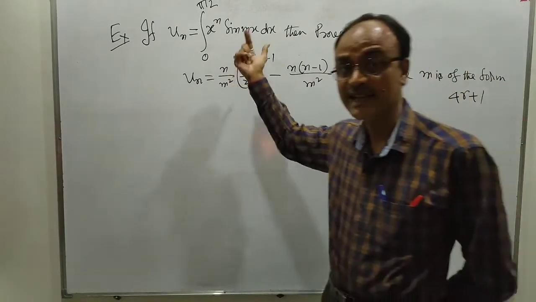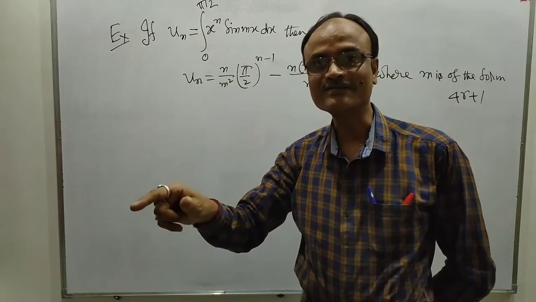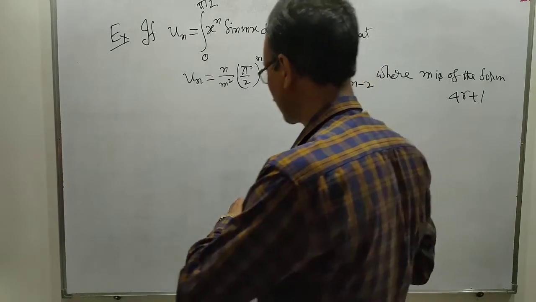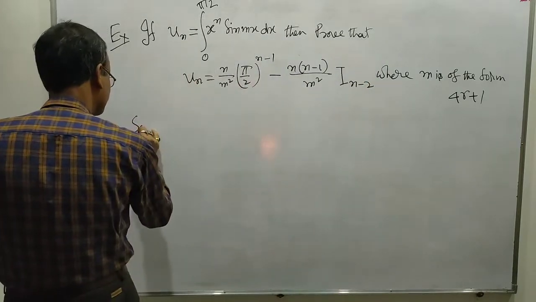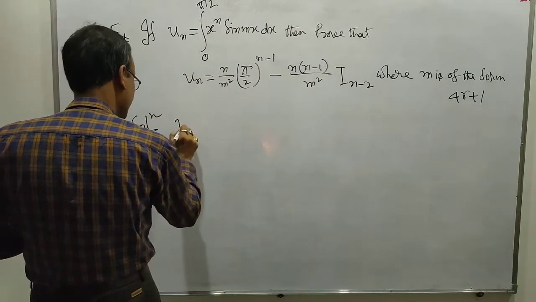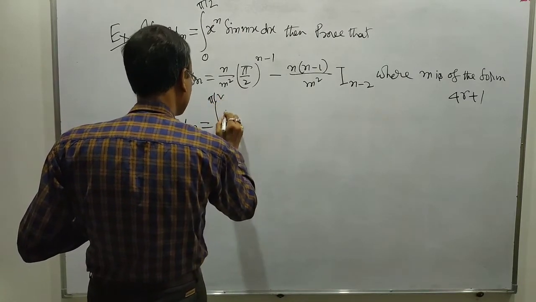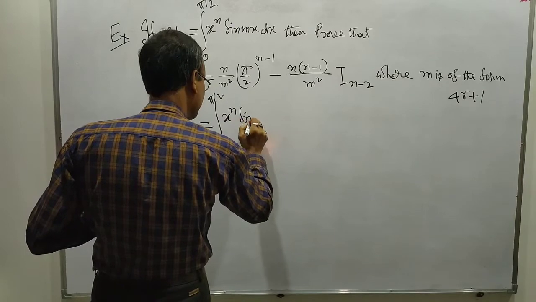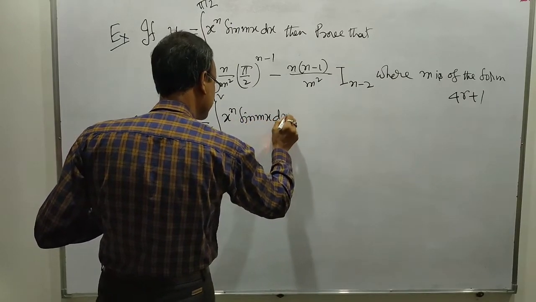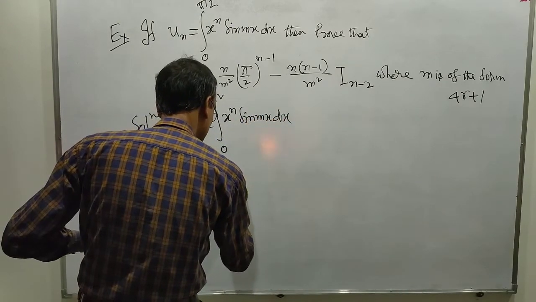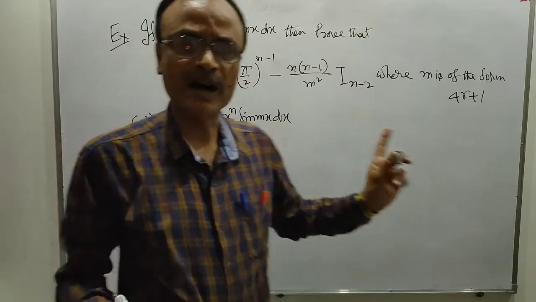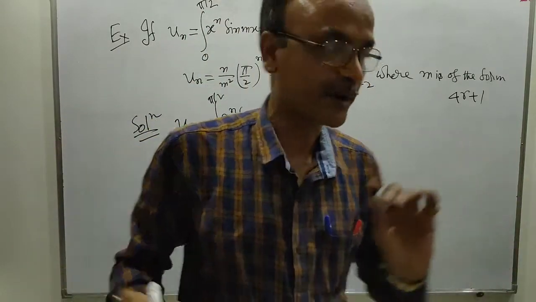When the condition is m is of the form 4r plus 1. Solution. Un equal to integration 0 to pi by 2 x to the power n sin mx dx. This is equal to, integrate this by parts, taking sin mx as the second function.